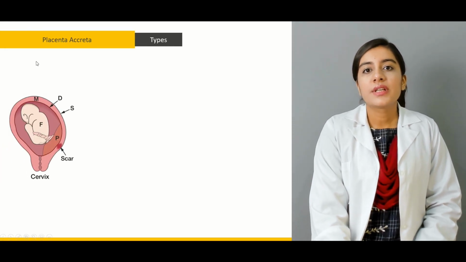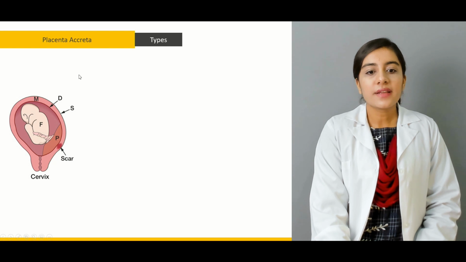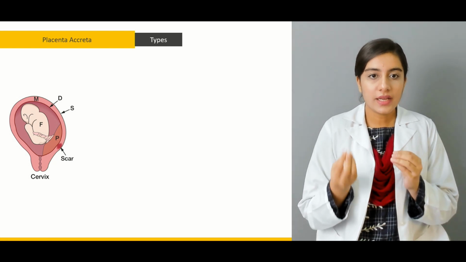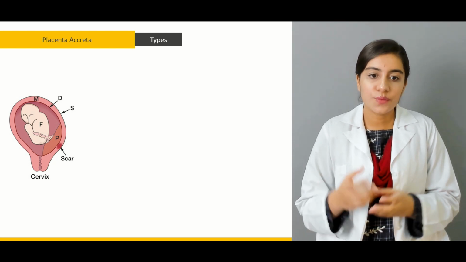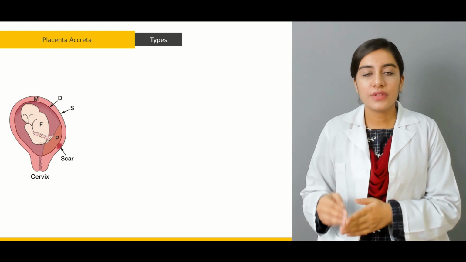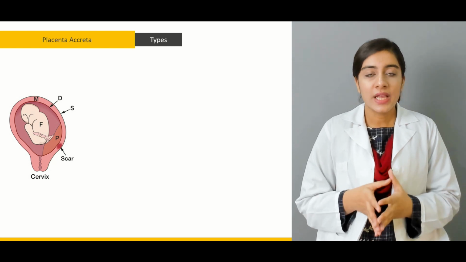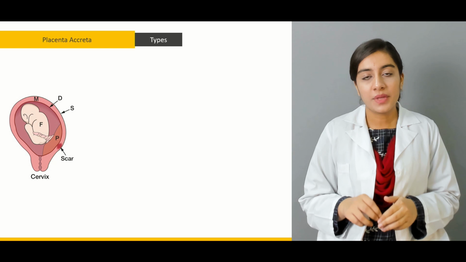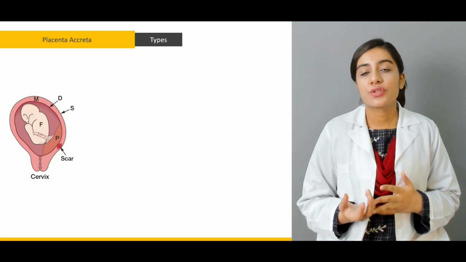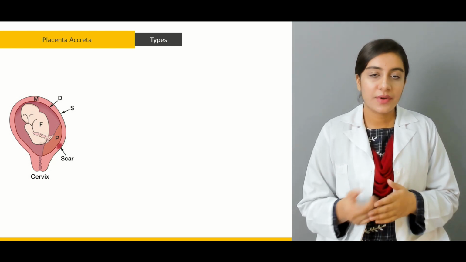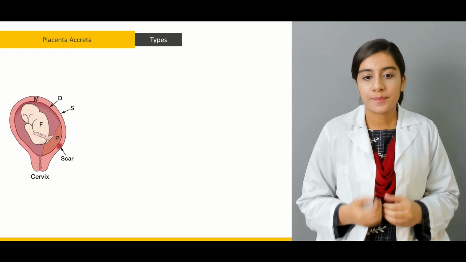Okay, the next condition that we will be talking about is placenta accreta. Now, placenta accreta is basically about the placement of the placenta inside the uterus, where it gets attached. So, according to that, it has different types. The attachment of the placenta also decides whether the child will be delivered normally through the vaginal route or through a C-section, and also different complications of the pregnancy during delivery are determined by the position of the placenta.